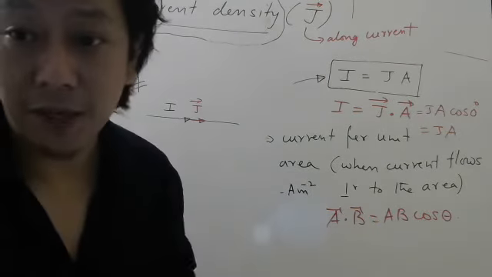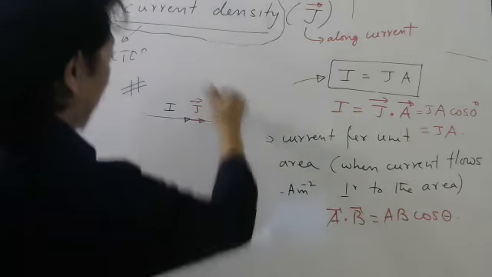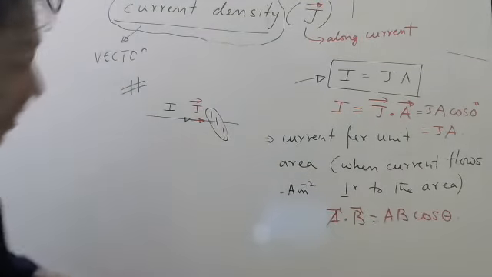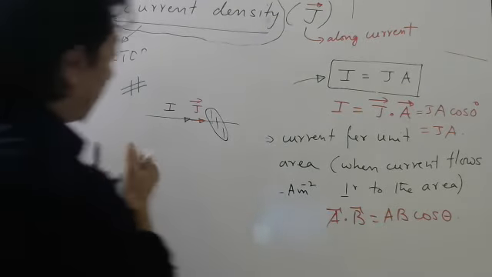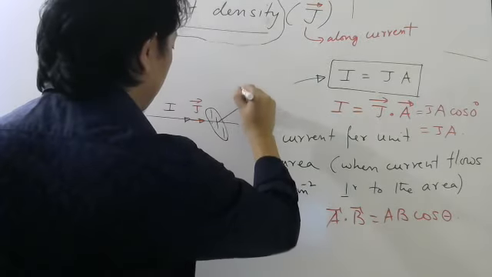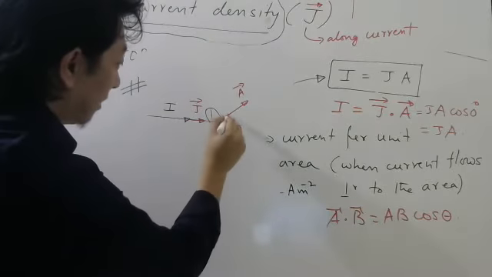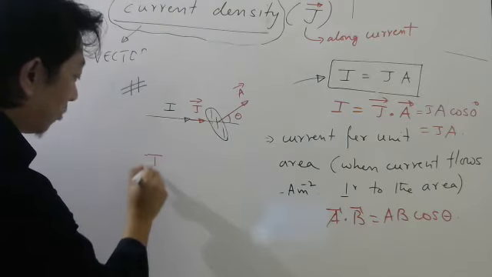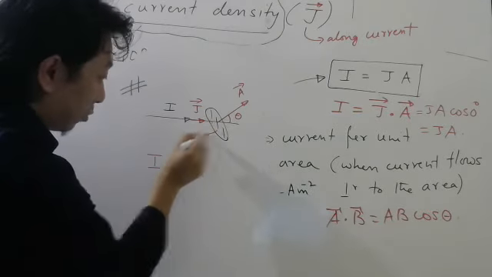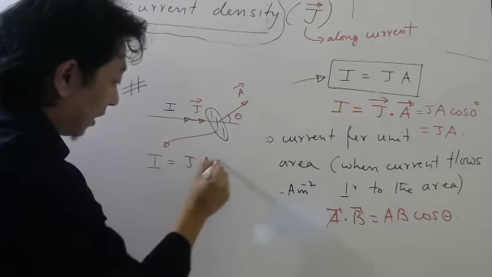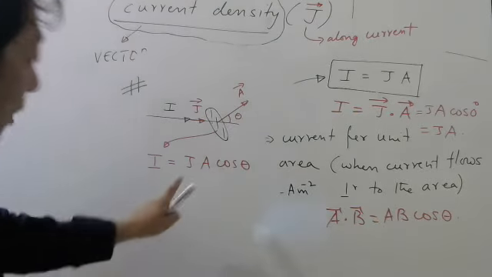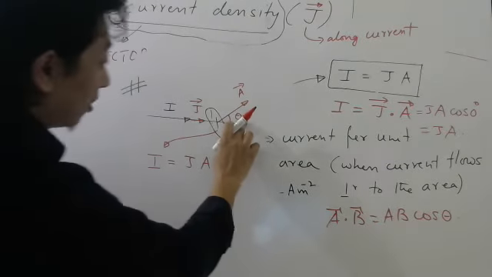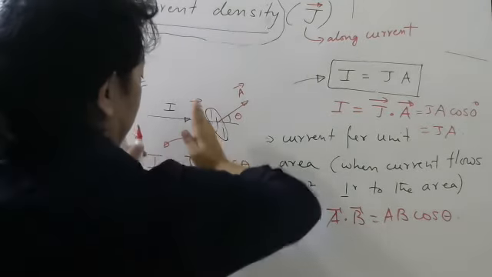But students, it is not compulsory that you should always take the imaginary area here. If you take the area like this, then your area vector will be now here. Correct? So some angle theta will come between current density and area vector. So then the formula for current through this area will be J A cos theta. So now you cannot write J A. Why sir? Because now theta is not 0, because I have chosen the area like this.